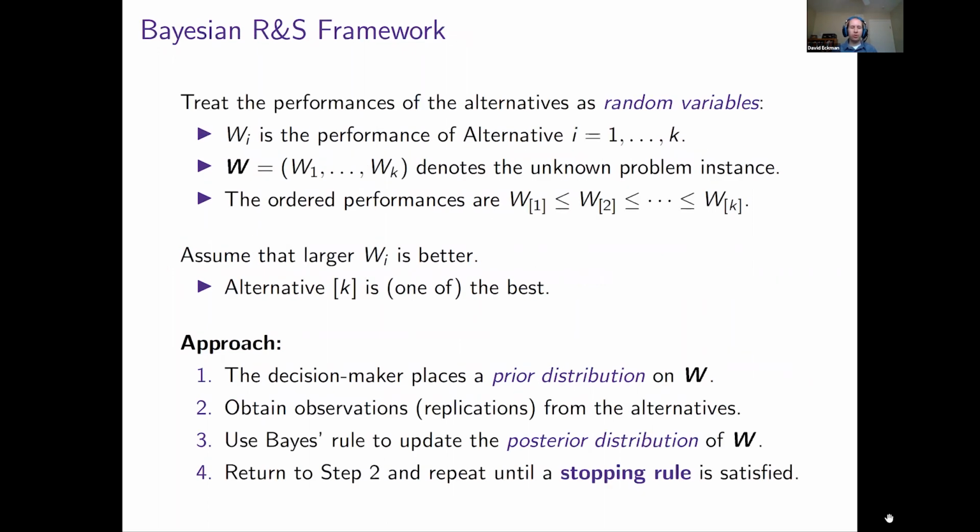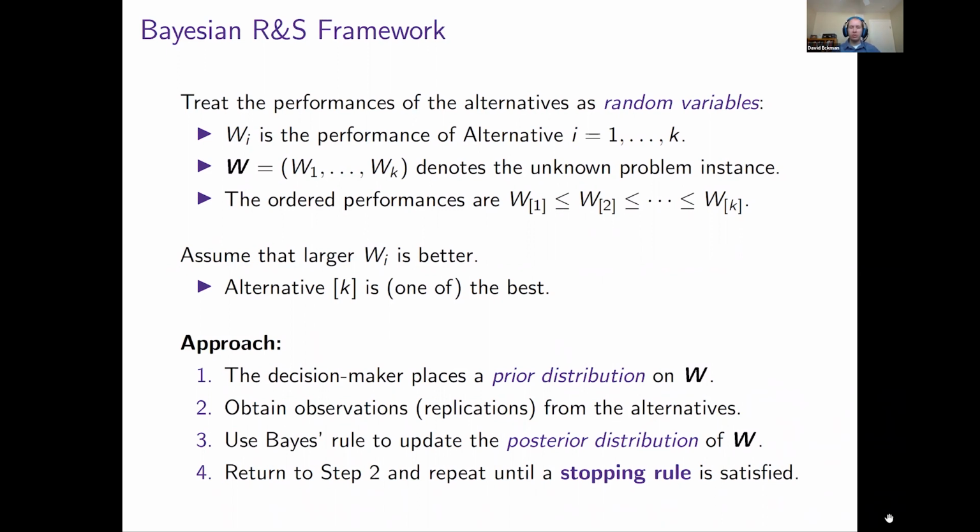There are two competing views for how to tackle these problems. One is a frequentist approach, the other is the Bayesian. I'll be focusing exclusively on the Bayesian treatment of ranking and selection in this talk. The Bayesian view is to regard the performances of alternatives, which are unknown to us, as random variables. So if we have k alternatives, k solutions, I'll let W_i denote the performance of alternative i, and let bold W be the vector of all of the performances of the k solutions. So bold W here is the unknown problem instance.